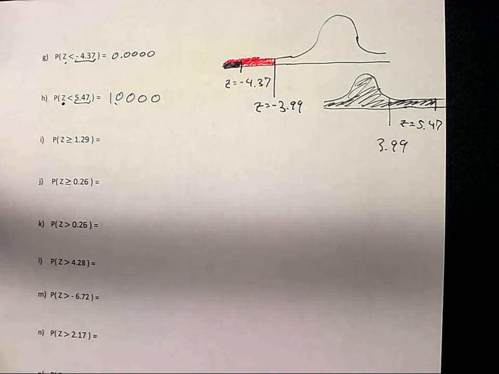You guys get the gist: whenever there are values that aren't on the table, you can still figure out what percentages we're looking for. All right, see if you can do I by yourself.